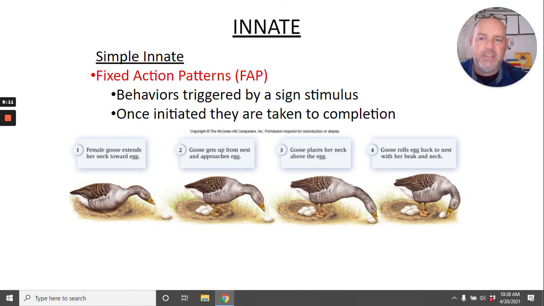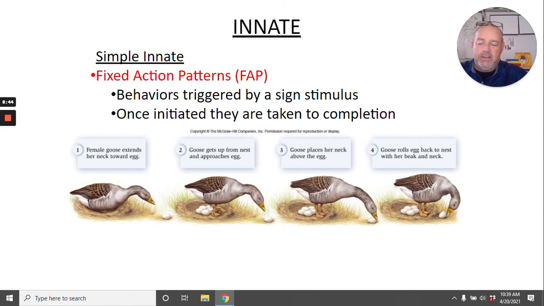So one simple innate type of behavior here is a fixed action pattern. So behaviors triggered by a stimulus. So a stimulus is going to trigger a pattern, and even when that stimulus is removed, the pattern's going to continue, and they can't stop. So in this case, an egg gets out from under the goose. Maybe one rolls away when she was repositioning. So that's the trigger. The goose is going to get up, stretch her neck out, and she's going to kind of roll the egg back into her pile.